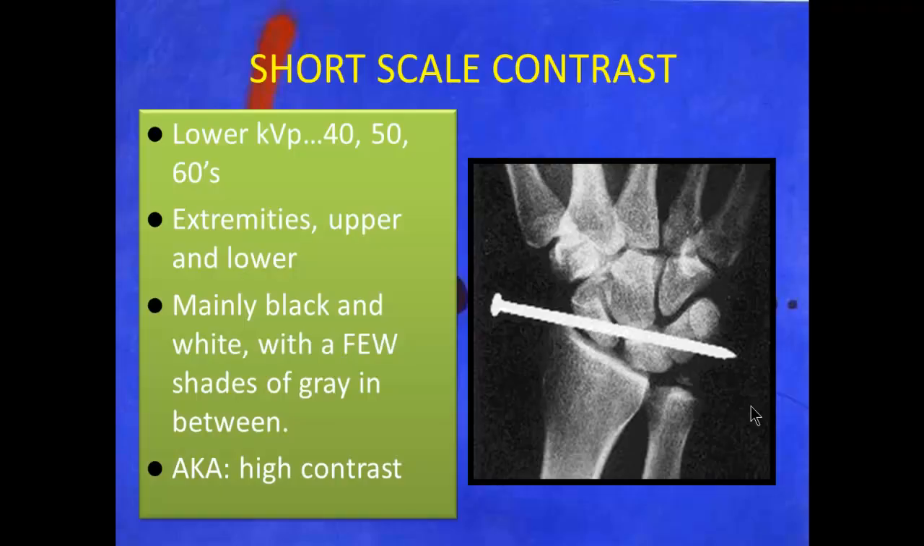So in review, a short scale contrast is more black-white, jumps out at you. It's designed so that you really bring out the differences in the densities as easily as possible. Lower KVs in the 40-50 range. Generally, we're using short scale for extremities.